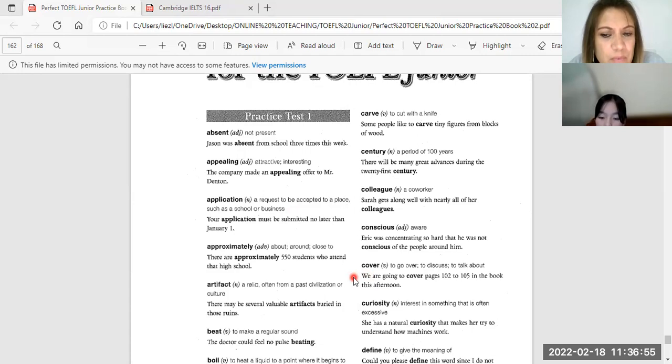Good. We are going to cover pages 102 to 105 in the books this afternoon. Good. This word. Beat. To make a beat. Good. What is beat? To make a regular sound.